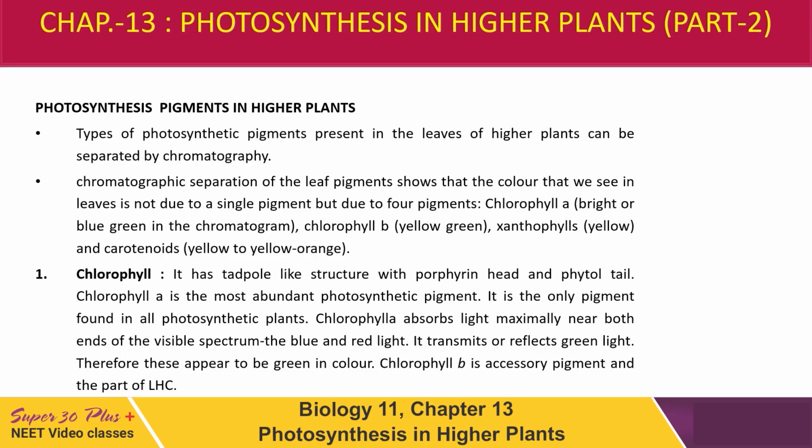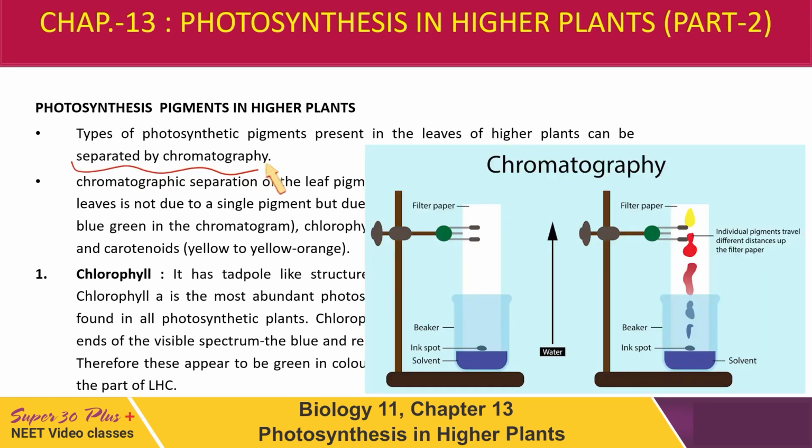In this part, we will see first the photosynthetic pigments in higher plants. These are photosynthetic pigments present in the leaves of higher plants or any other green part of the plants. We can separate these pigments by chromatography, a technique used to separate these photopigments.